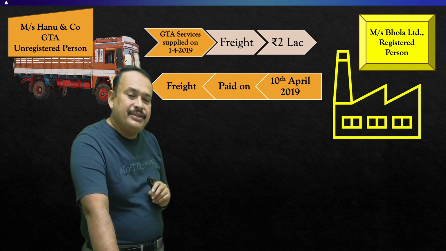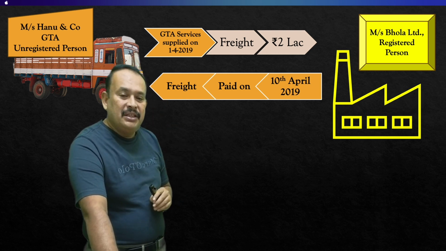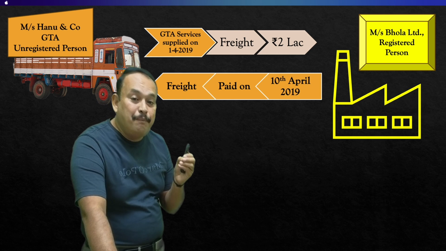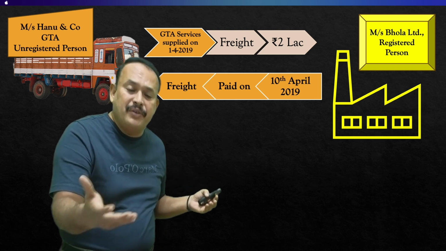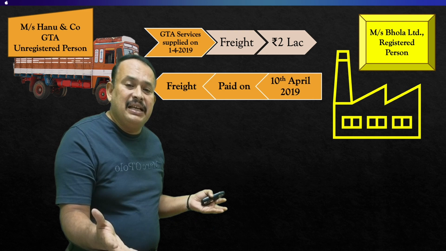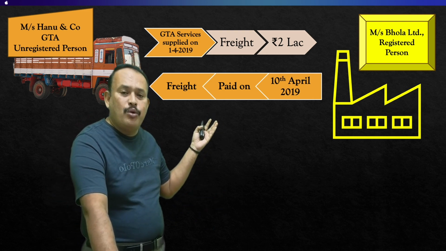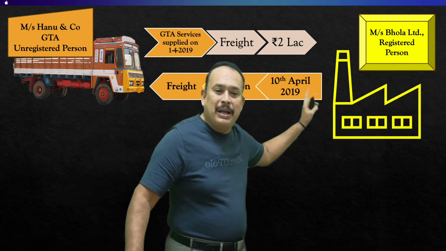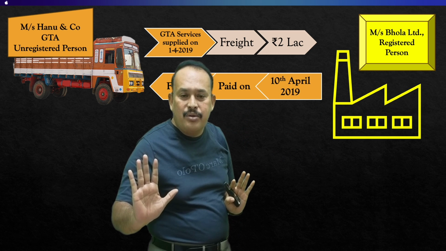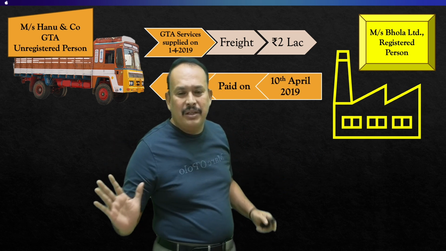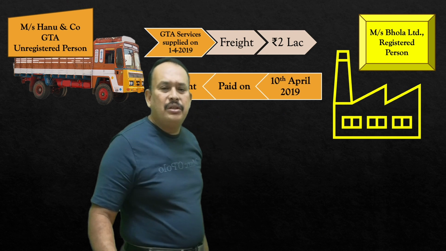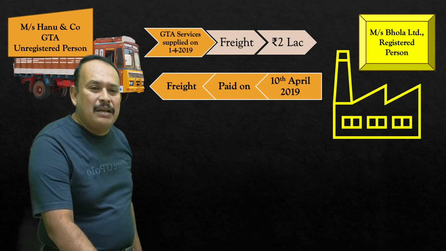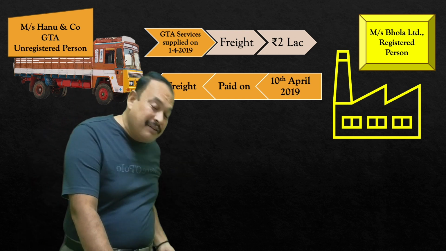In that case, under the RCM, for supply of services, the time of supply is the date of payment or 60 days from the date of invoice, whichever is earlier. Within 10 days they paid the amount to the supplier. If so, the time of supply for the recipient is 10th April 2019. Any doubt? No doubt. Time of supply, any doubt? I hope there won't be any doubt. 10th April 2019 is the time of supply for Bhola Limited to make the payment of the GST.